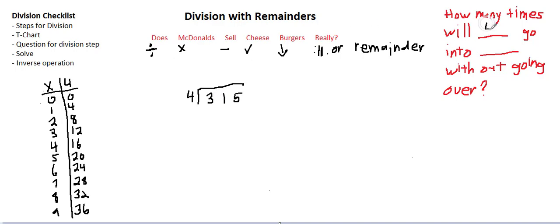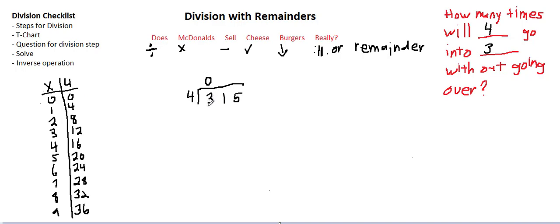So I'm going to come over. How many times will 4 go into 3 without going over? So I come over here, I go down this row, and I look for the number that's closest to 3 without going over. The first one here, 4, that goes over it, so I go to 0. So 4 will not go into 3 because 4 is bigger than 3.